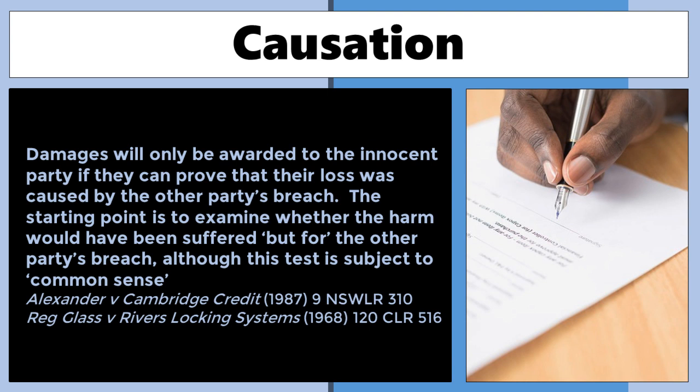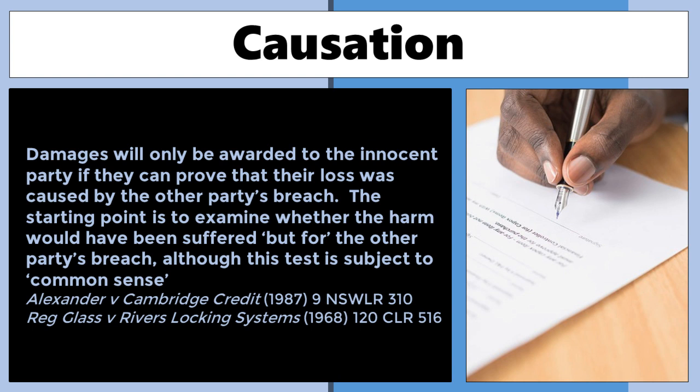And so in a couple of these things here, Reg Glass and Rivers Locking Systems is a good example. Reg Glass and Rivers Locking Systems was a case involving a company that made doors with locks, and the locks weren't very good, and so the burglars got in, and the argument was that, oh, we didn't cause the loss, the burglar did. And well, the court said no, that's not the test. The test is, would the harm have come but for your breach? In this case, if the locks worked properly, the burglars couldn't get in, therefore you're in breach. Okay, that's the first bit.